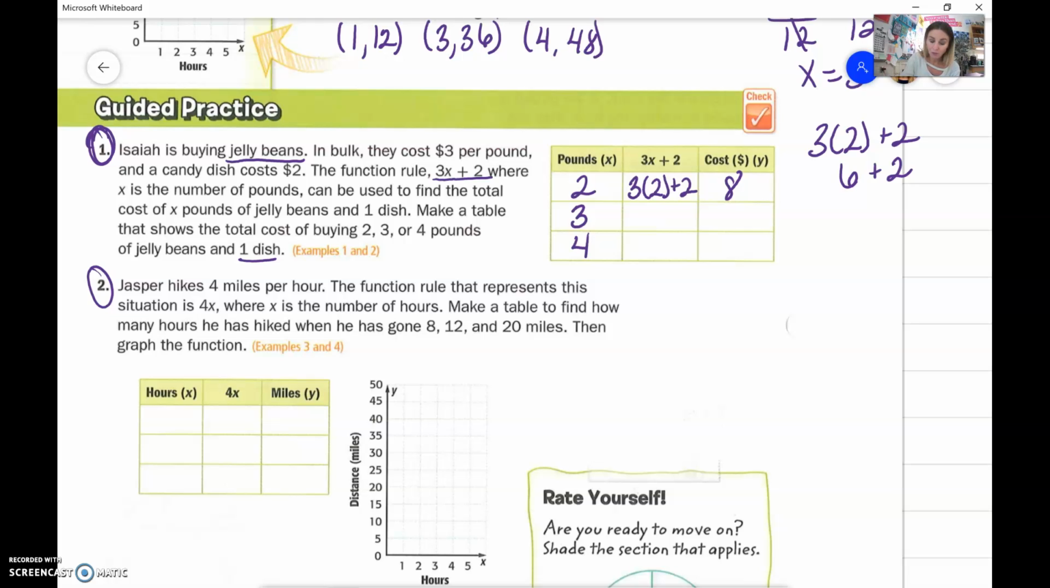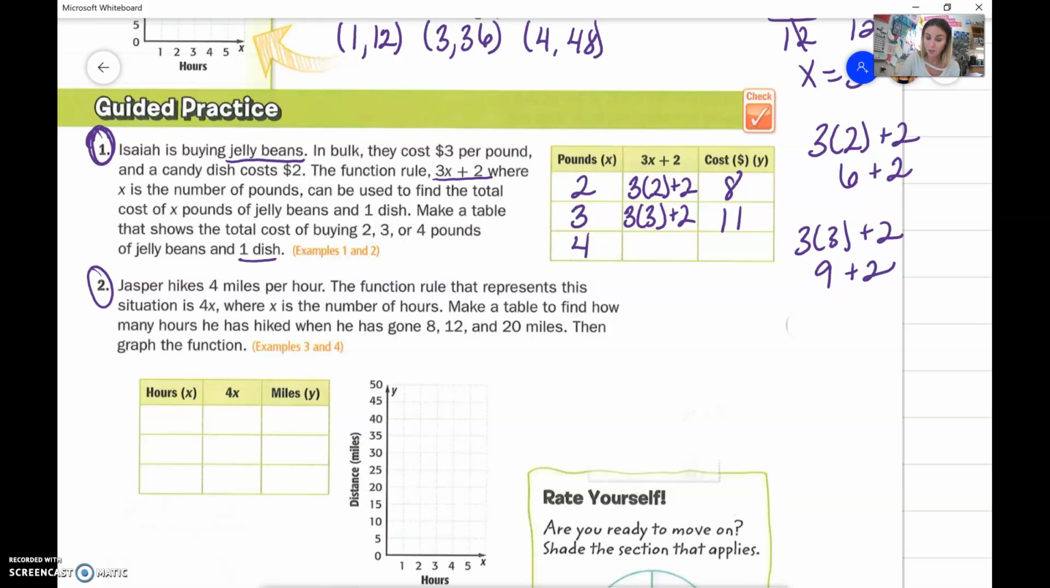Well, what if we were to buy 3 pounds? So we're going to replace our variable with 3. So we have 3 times 3 plus 2. So 3 times 3, order of operations, is 9. 9 plus 2 is 11. So that would cost us $11 if we wanted 3 pounds.